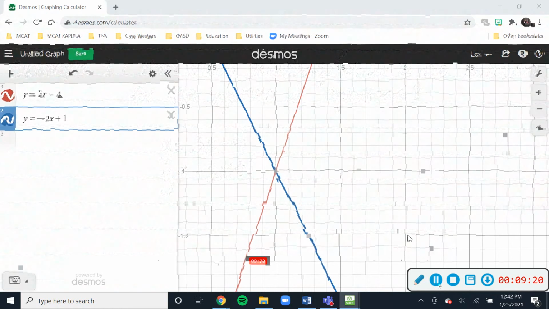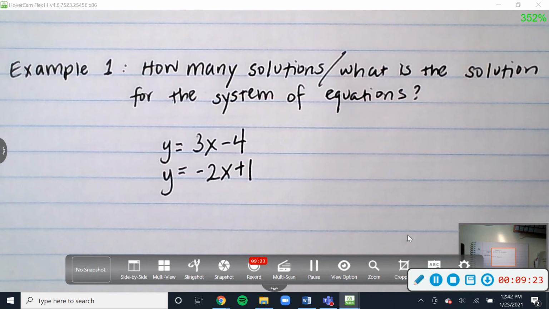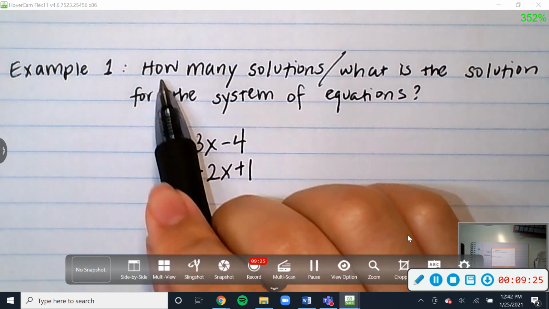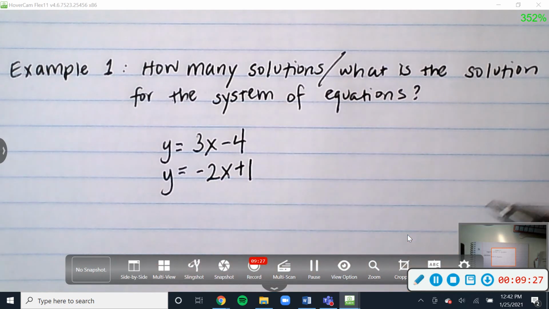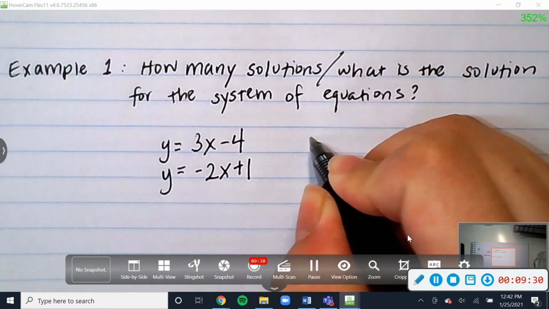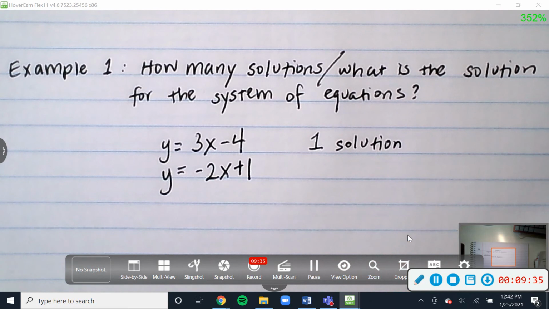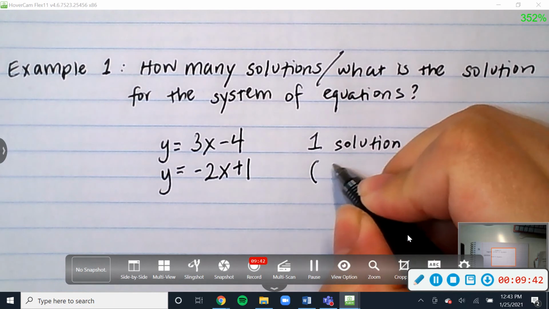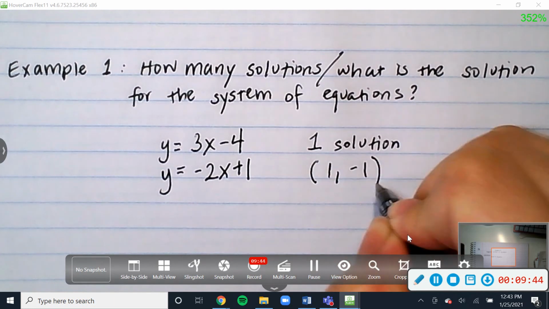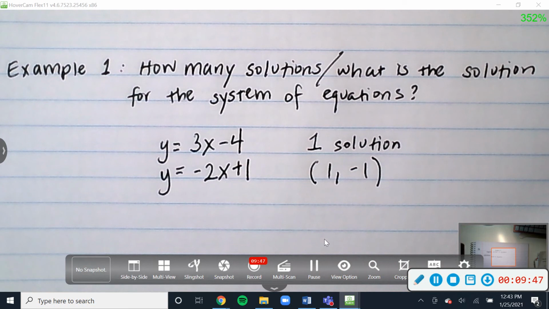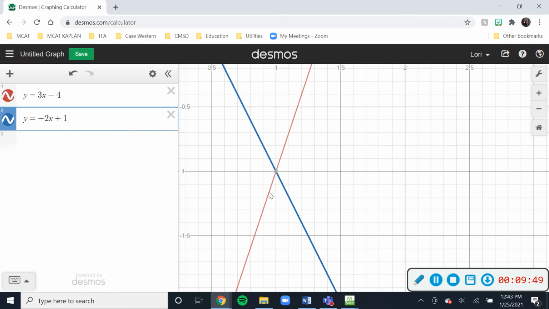So going back to this problem, if I were to describe what I saw on the graph, the first thing they wanted to know was how many solutions. How many times did the lines cross? They crossed once, so there is one solution. And they also need to know what is the solution. The solution is that coordinate point where they crossed. In this case, the solution was 1, negative 1. That was where they crossed. And Desmos actually allows us to see that right here, 1, negative 1. So that is how we can use graphs to find the solution.